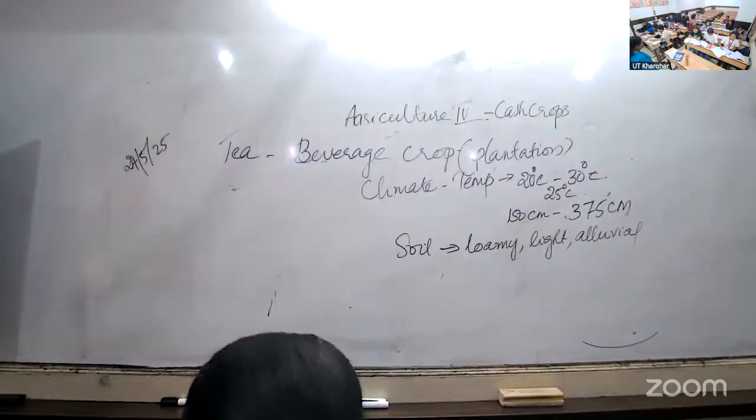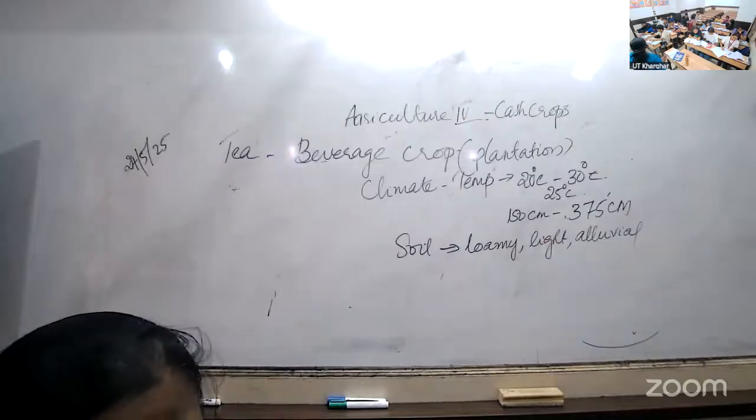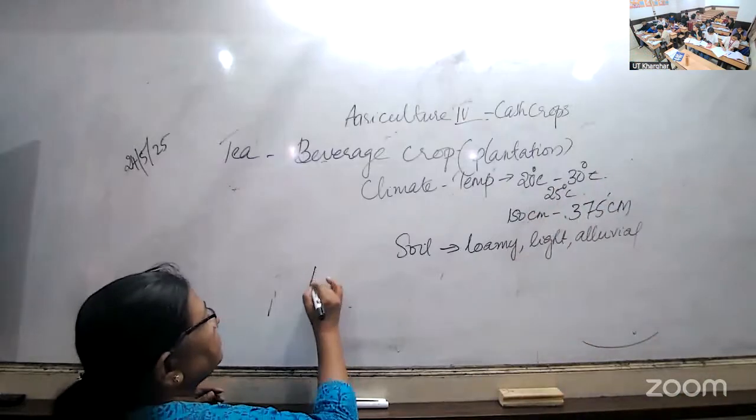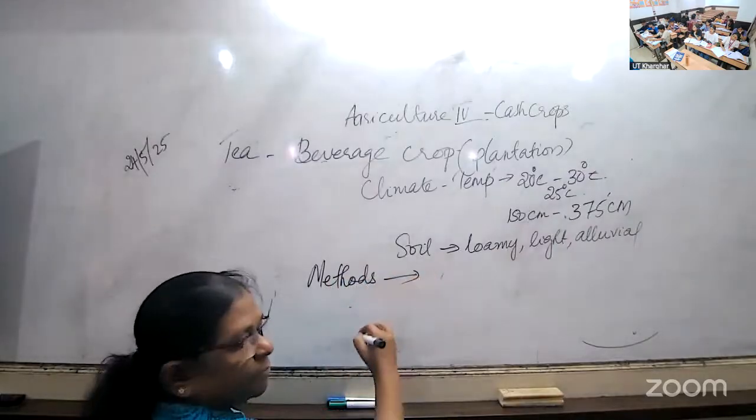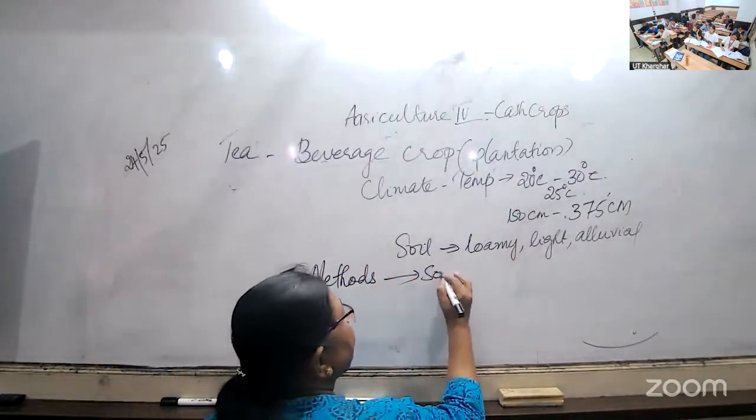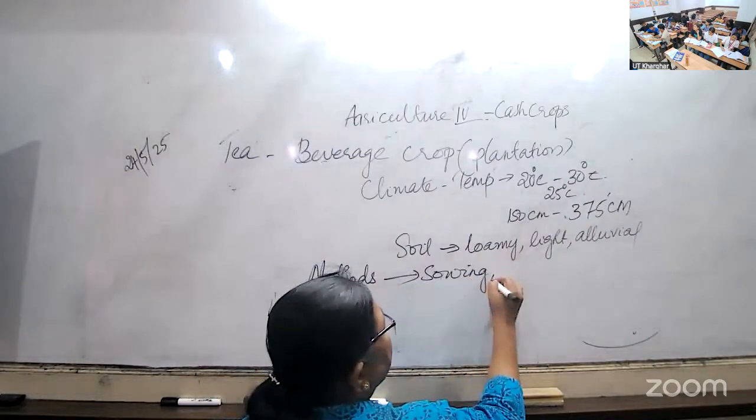Now, what are the methods of cultivation? Read. The methods of cultivation are sowing, pruning.